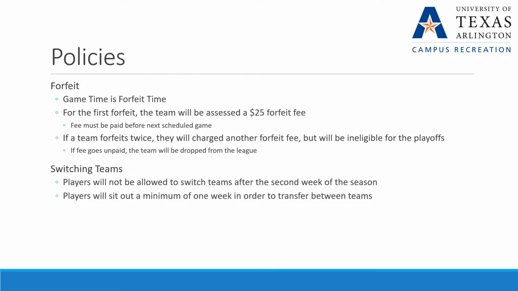Game time is forfeit time. If your team forfeits once, they will be assessed a $25 forfeit fee, and that fee has to be paid before the next scheduled game. If a team forfeits twice, they will be charged another forfeit fee, but will be ineligible for the playoffs. If the fee goes unpaid, the team will be dropped from the league altogether.